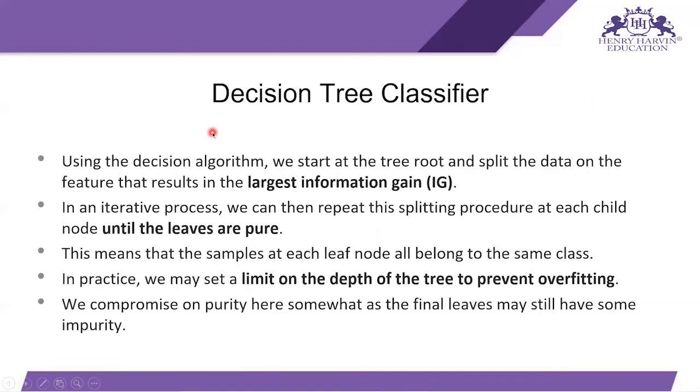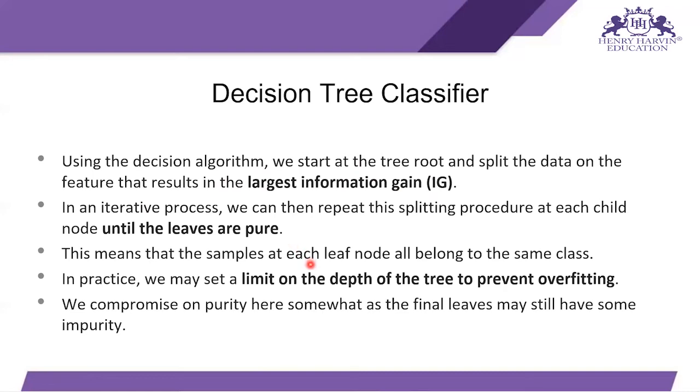And the decision tree classifier: using the decision tree algorithm, we start at the tree root and split the data on the features that result in the largest information gain, IG. On the basis of the largest information gain, we select our root node. In an iterative process, we can then repeat this splitting procedure at each child node until the leaves are pure.